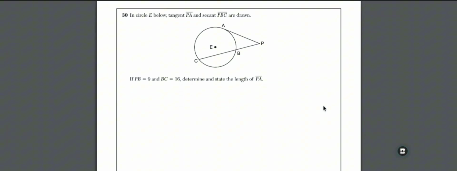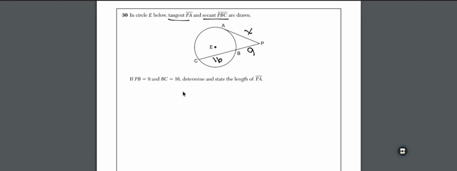Question number 30 says, in circle E below, tangent PA and secant PBC are drawn. If PB is 9 and BC is 16, determine and state the length of PA. So I know that PB is 9, BC is 16, and I need to find the length of PA. And I'm told that PA is a tangent line and PBC is a secant line.